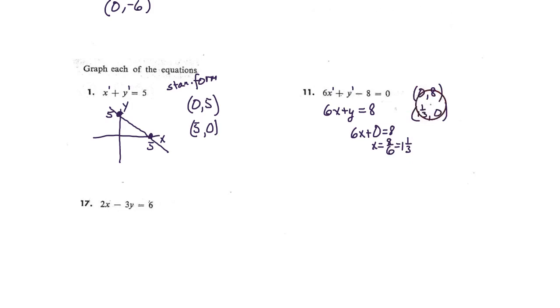With these two ordered pairs, we can make our graph. 0, 8 is up here at 8 on the y-axis, and 1 1/3, 0 is right here at 1 1/3 on the x-axis. Then draw the line in going downhill.